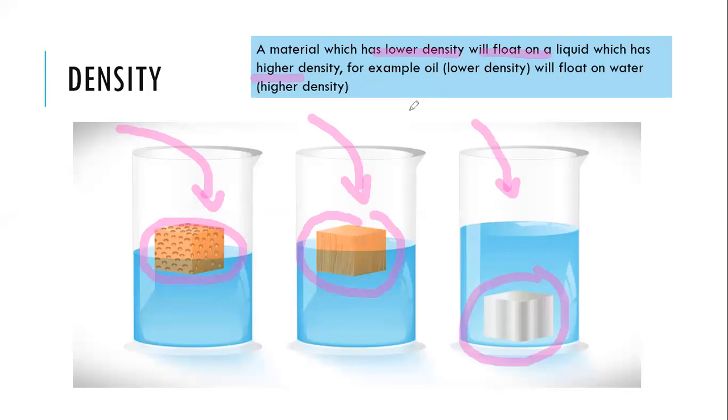I'm giving you an example of a liquid here. So I can say that if the last one on the right hand side is iron, and this one is wood, and this one is a sponge or cork, then the density of iron is going to be more than wood, and wood is going to be more than the cork.